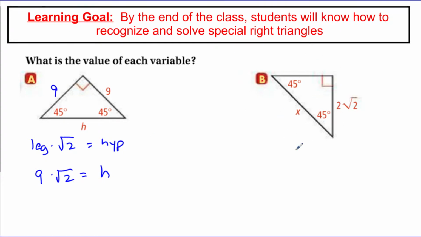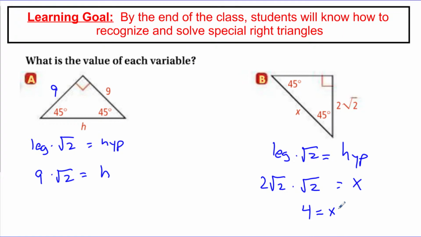If I come to this example, it's really the same setup. I'm going to say leg times the square root of 2 is equal to hypotenuse. The hypotenuse is what they called x, and they're calling their leg 2 square root of 2. So now I just have to simplify this. The square root of 2 times the square root of 2 is 2. So these two together are just 2, and this is 2 times 2, which is 4.